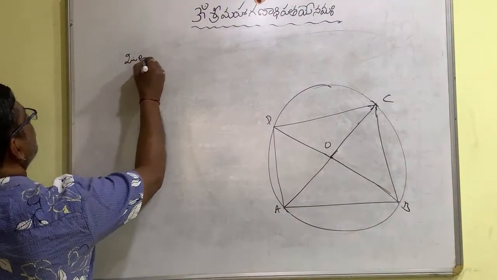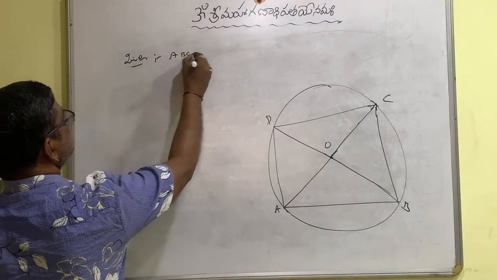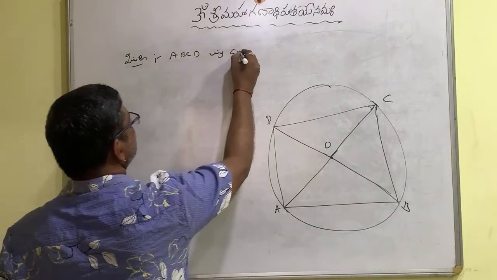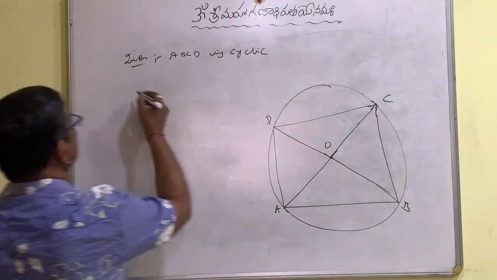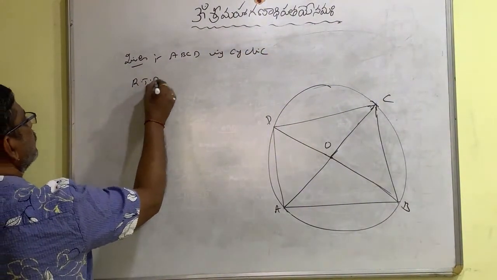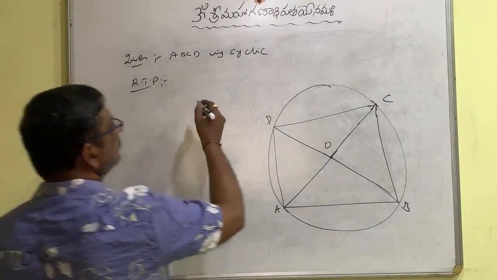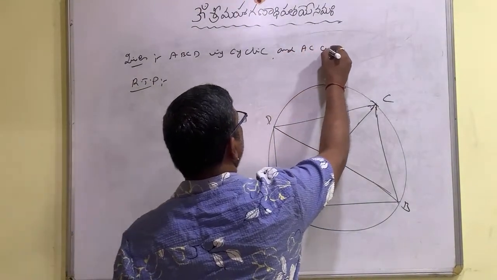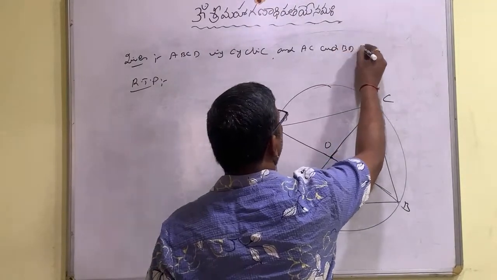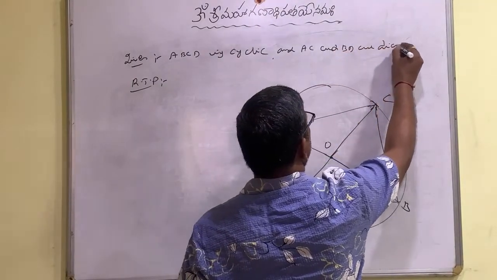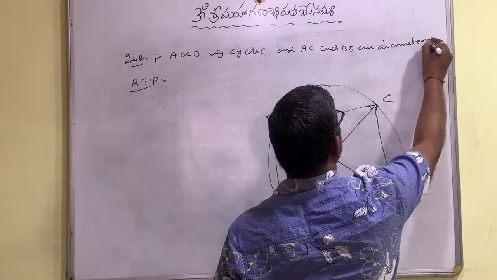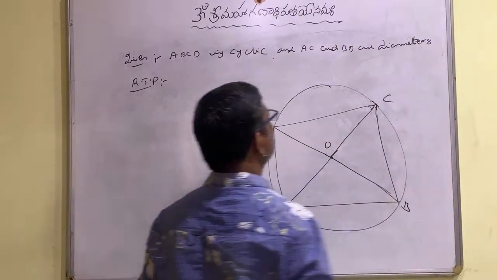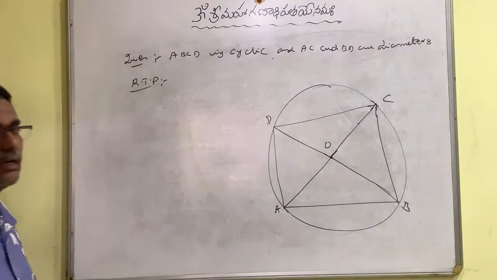Given: ABCD is cyclic, and AC and BD are diameters.